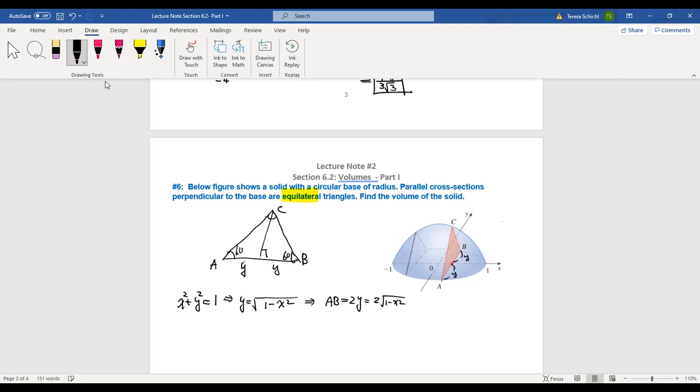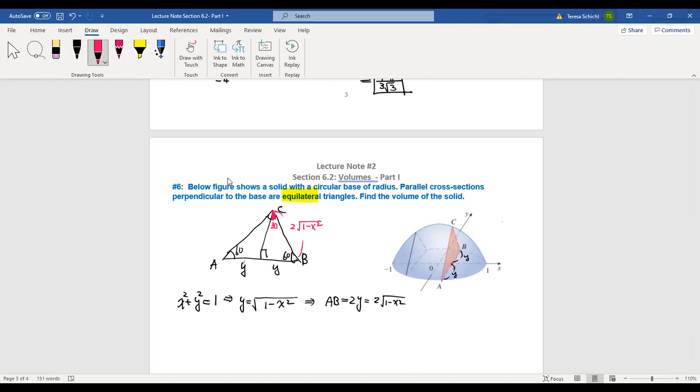And then now I need to find the height, right? So if I want to find the height here, because this is equilateral, then this half of the angle will be what? It will be 30 degrees. Because this is equilateral, right? So the AB is 2 times the square root of 1 minus x squared. So what is this side going to be? This side is 2 times the square root of 1 minus x squared.